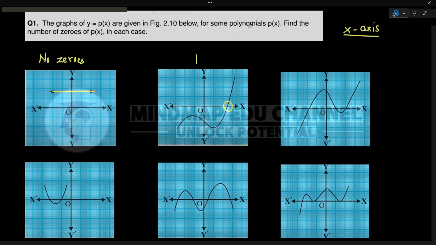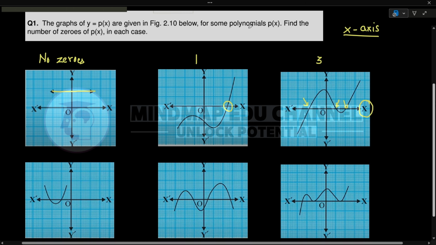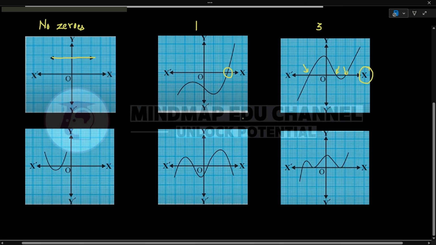And now let's check the third graph. How many times is it touching? Let's count. Once, here twice, and here thrice. So this polynomial is touching the x-axis 3 times. So what will be the number of zeros it has? 3. Clear? Okay, let's move to the next graph.